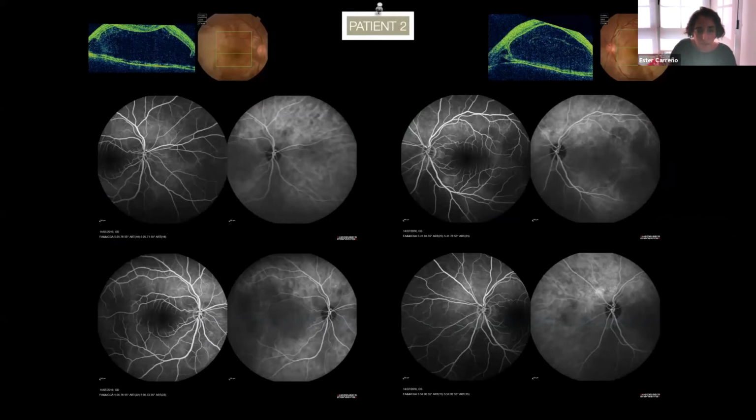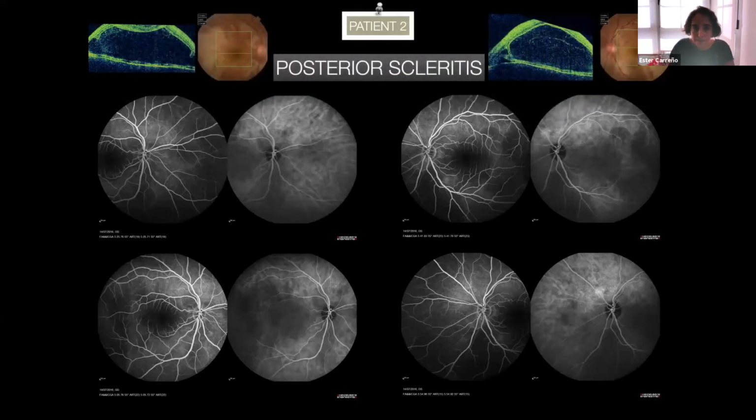There is no leakage in the optic nerve, and there is no real leakage even in the late frames of the fluorescein angiography. The one below is a 5-minute fluorescein angiography, and still we cannot see any significant leakage. So this is a case of posterior scleritis.